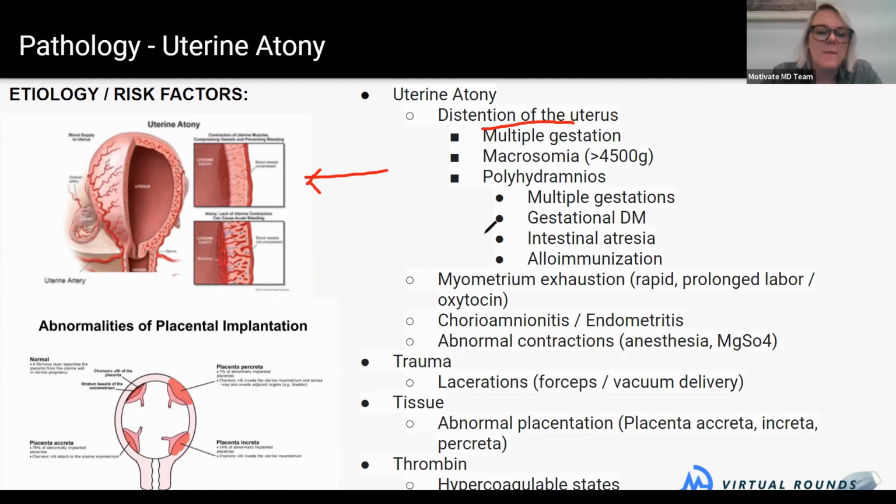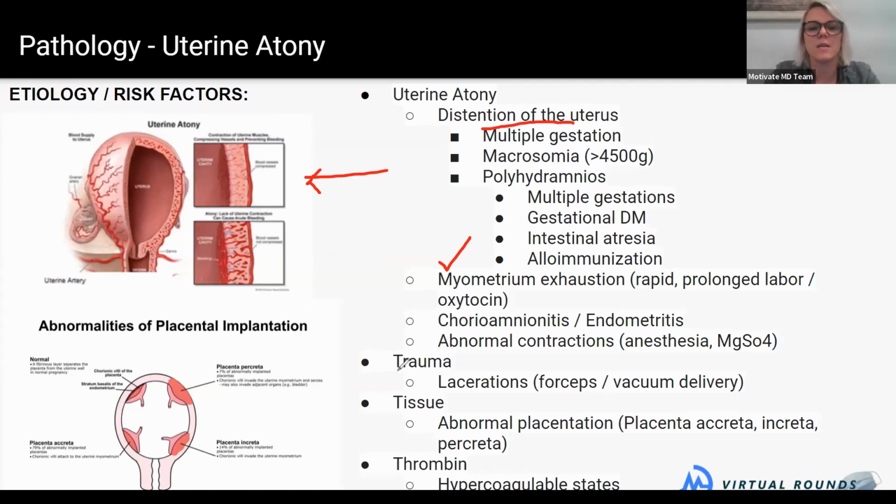So what causes this? We can have it as a result of multiple gestation, so if the mother has twins, or big babies, greater than 4,500 grams, or polyhydramnios, so lots of amniotic fluid. Also, when we see the myometrium of the uterus being exhausted, if it's a long labor, or if we use oxytocin for a prolonged period of time.